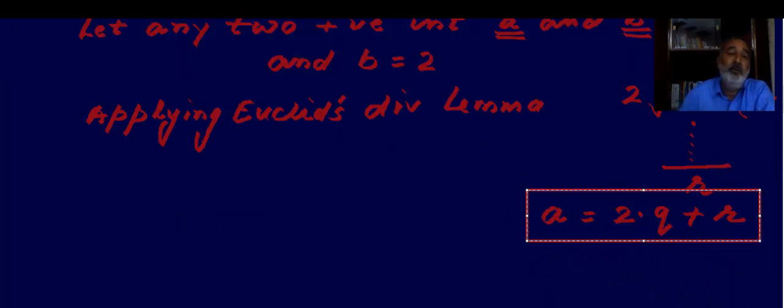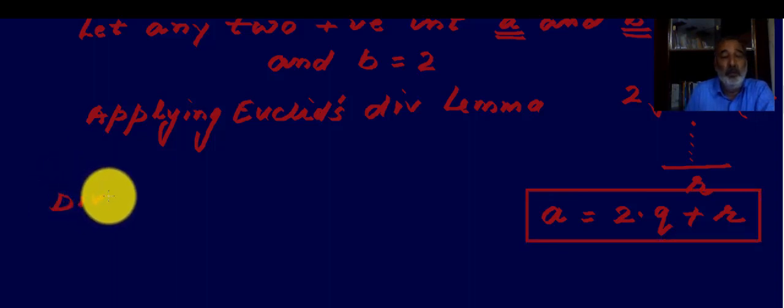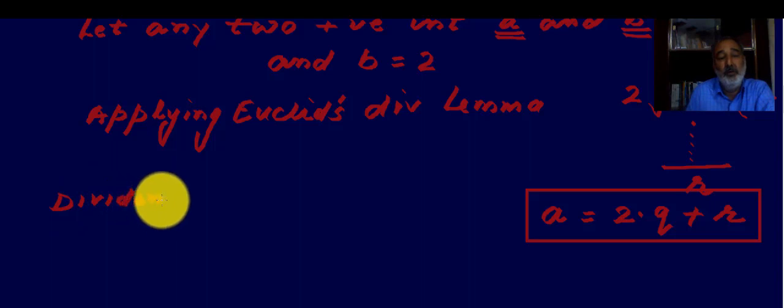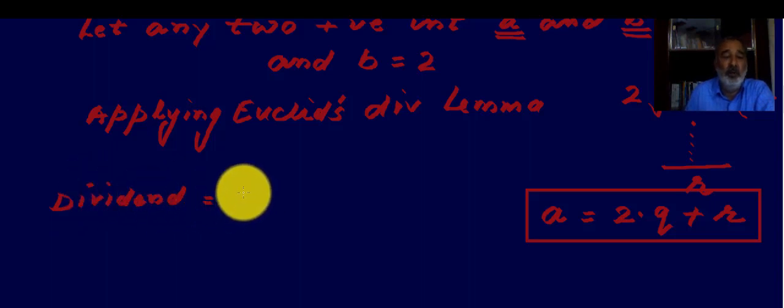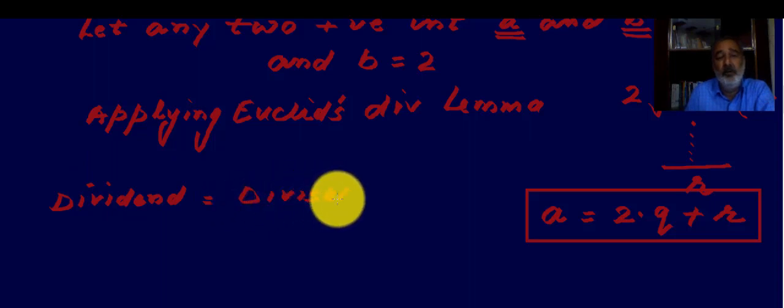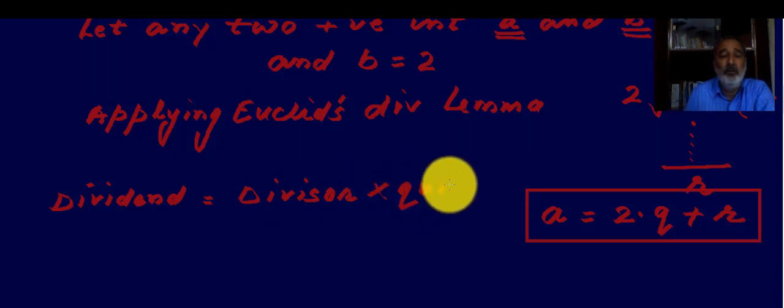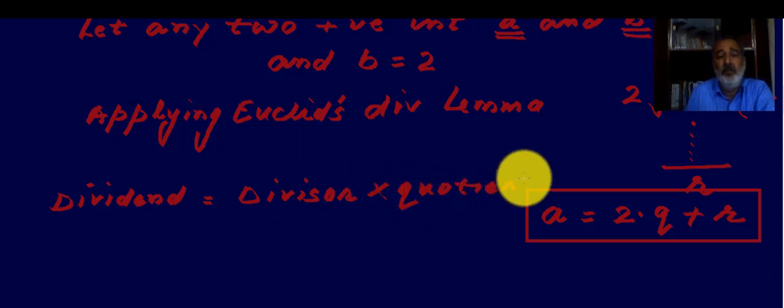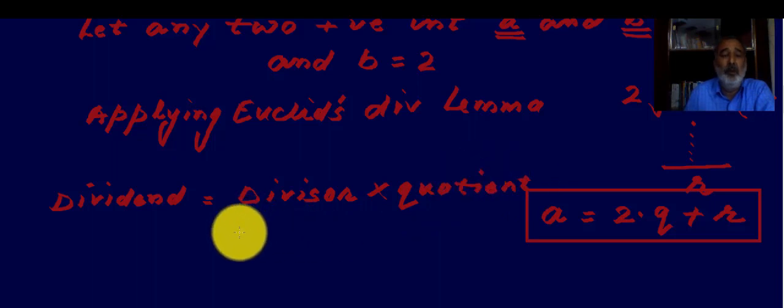Dividend is equal to divisor multiplied by quotient plus remainder.